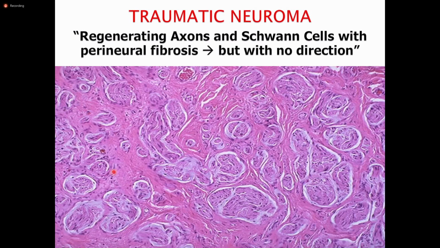Traumatic neuroma usually comes following a trauma, with chronic pain in the area that was traumatized, especially in people who have amputations or any major injury to the nerves. They may have very chronic, bad pain, due to the formation of neuromas, with regenerating axons and Schwann cells with perineural fibrosis with no specific direction, causing very bad pain following a trauma to the nerve.